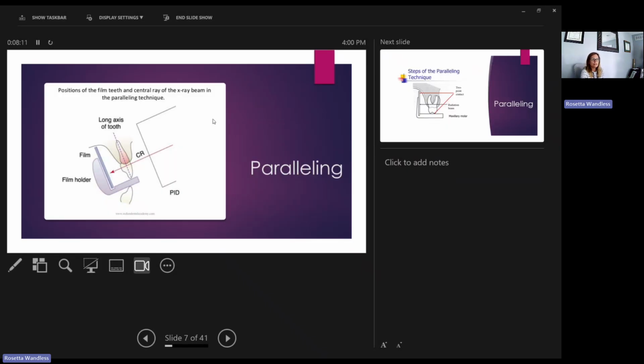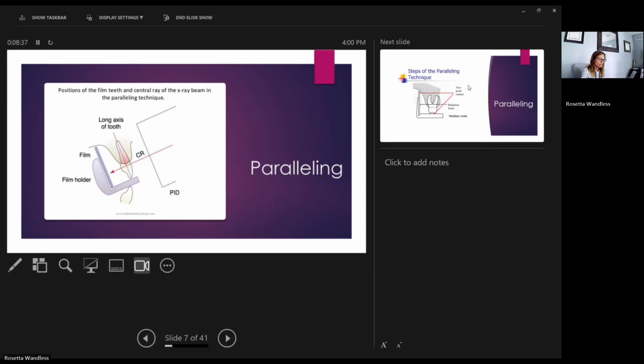This picture examines that more closely. You see the long axis of the tooth generated by this dotted line. That's the imaginary line. Our film is parallel to the long axis of the tooth. Therefore, the central ray is intersecting at the long axis and then becoming perpendicular, or right angle, as it's hitting the film.